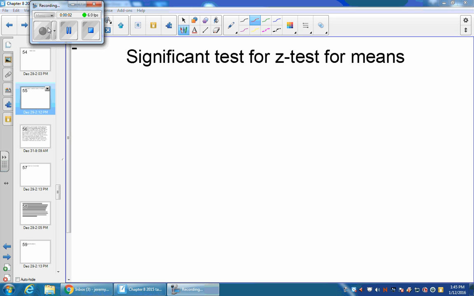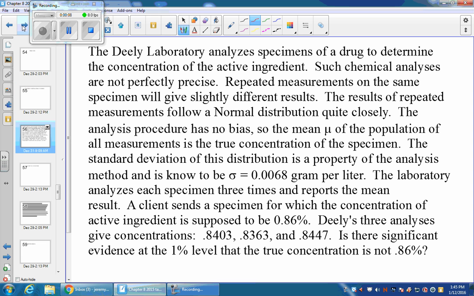In this video, I'm going to do one significance test for a z-test for means. The Dealey laboratory analyzes specimens of a drug to determine the concentration of an active ingredient. Such chemical analyses are not perfectly precise. Repeated measurements on the same specimen give slightly different results.